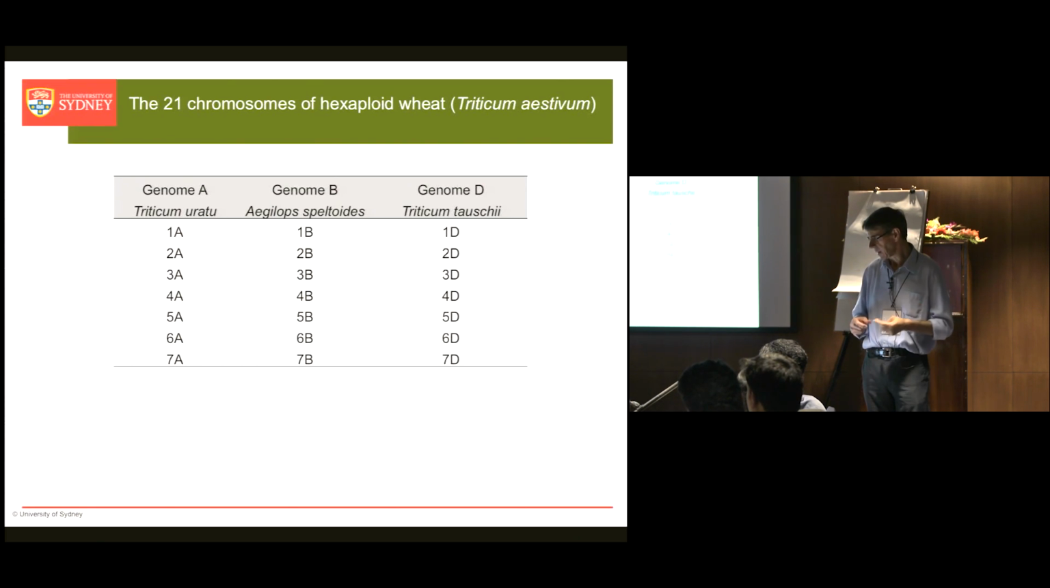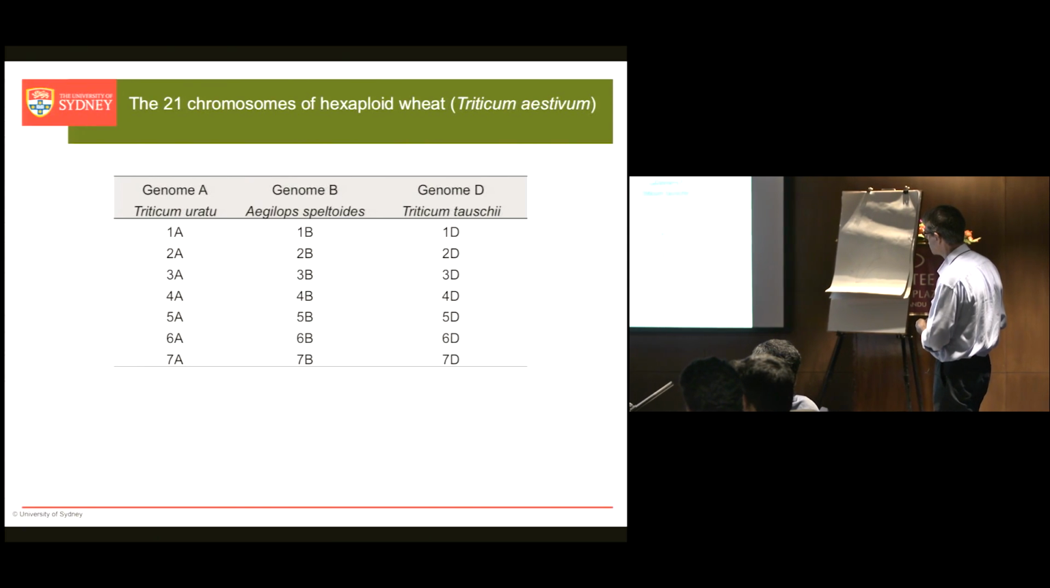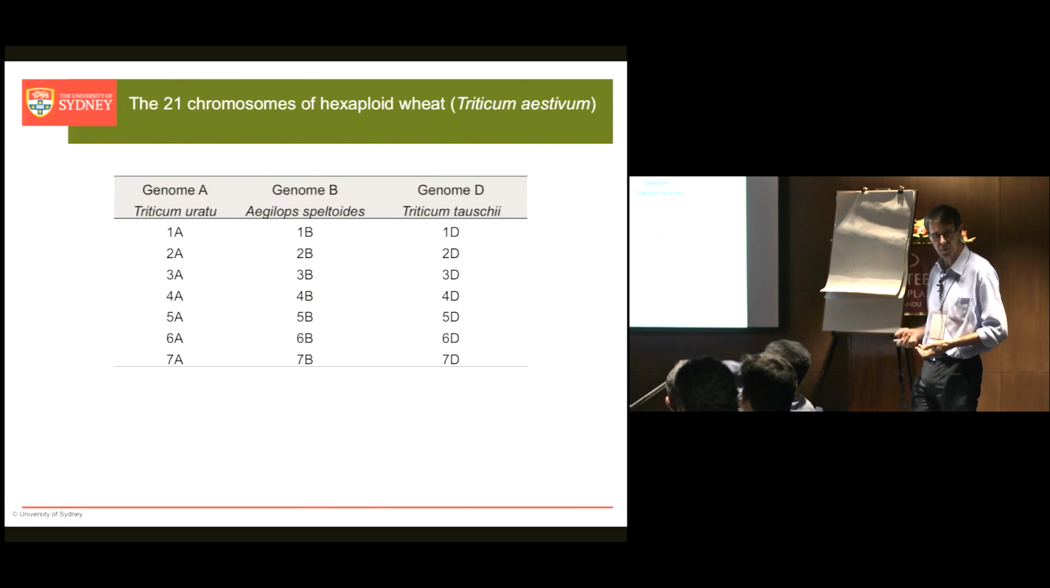All right, so it actually has 3 genomes. It's got the A genome, which came from a thing called Triticum urartu. It's got a B genome that came from Aegilops speltoides or something like that, and a D genome that came from Triticum tauschii. And what happened was, initially there was a hybridization event between these 2 grass species that gave rise to tetraploid wheat, and that tetraploid wheat then hybridised with this one to give rise to hexaploid wheat.